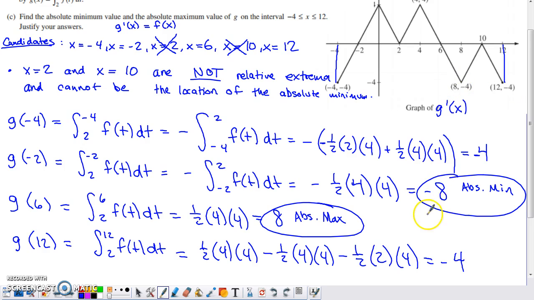And if you evaluate all those successfully, you'll see that the smallest y value you get is at -2, and it happens to be -8. The largest value for g that you get back in return is +8, and that happens at an x of 6.